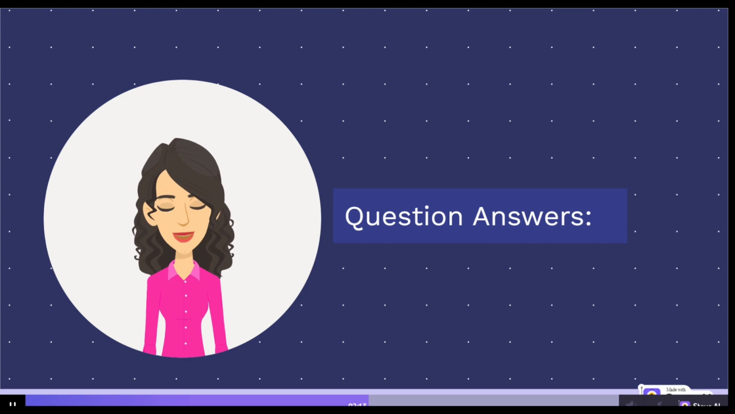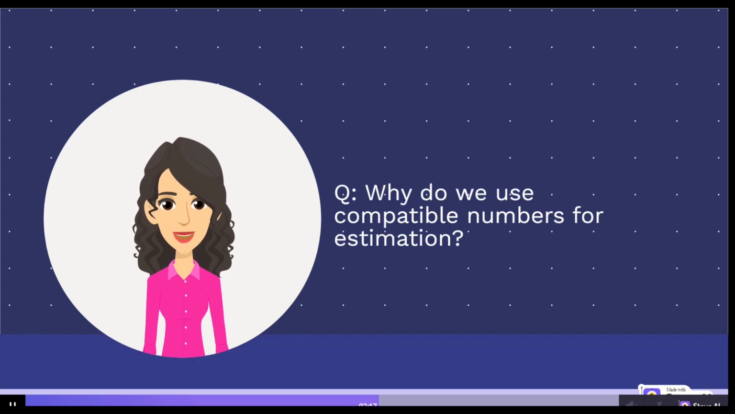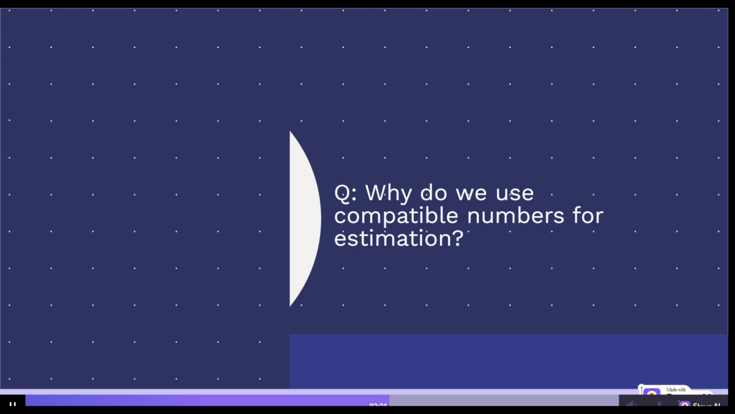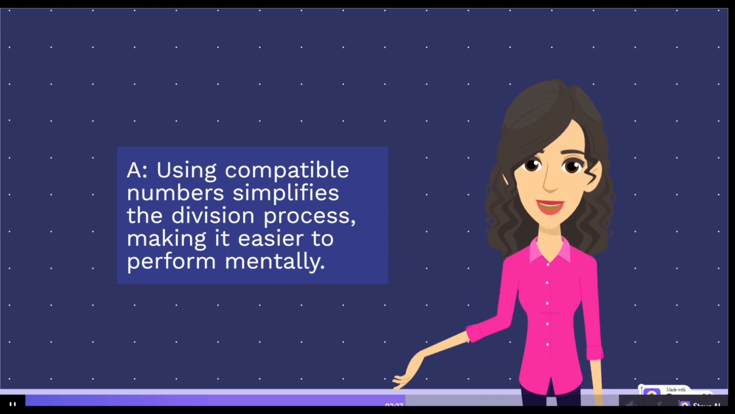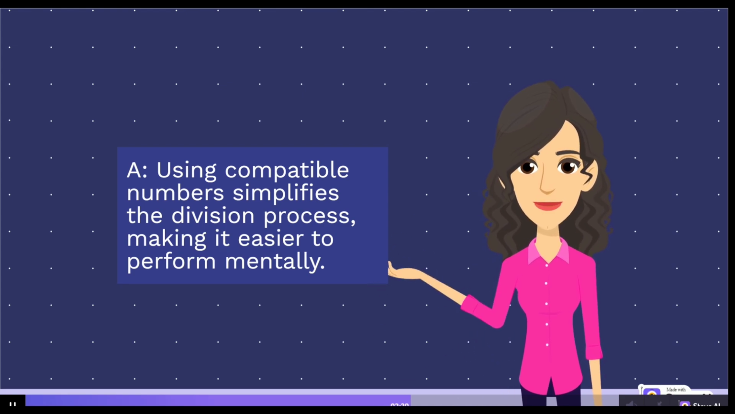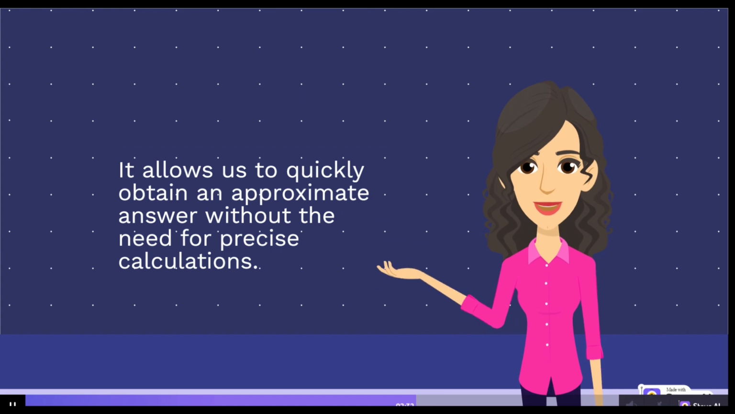Question answers. Q. Why do we use compatible numbers for estimation? A. Using compatible numbers simplifies the division process, making it easier to perform mentally. It allows us to quickly obtain an approximate answer without the need for precise calculations.